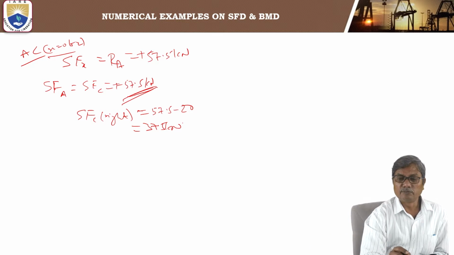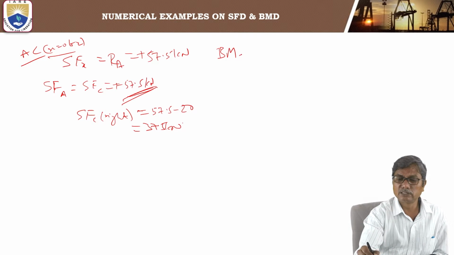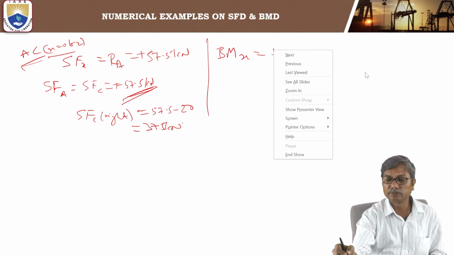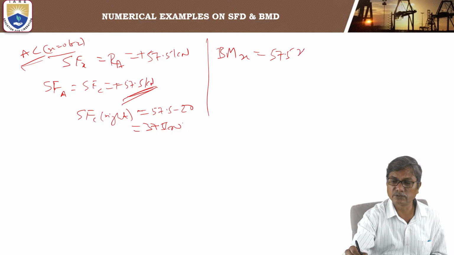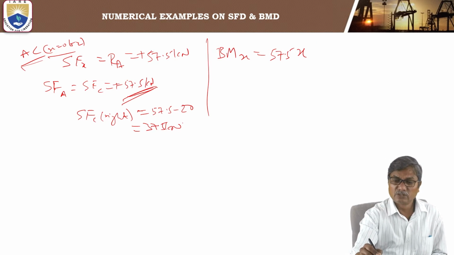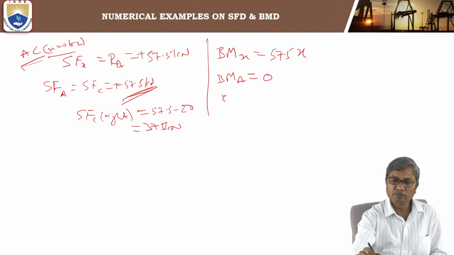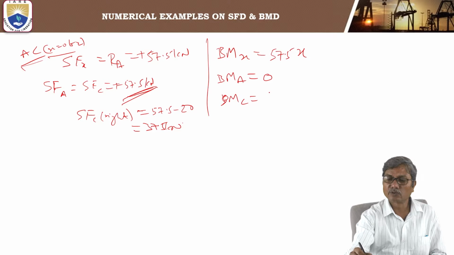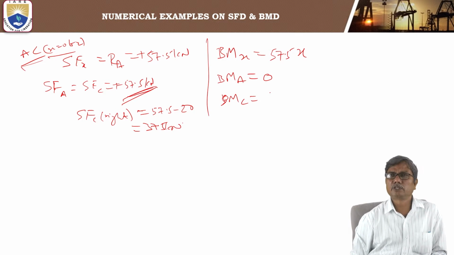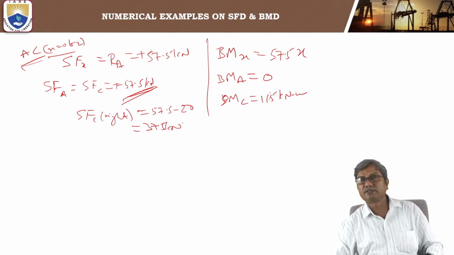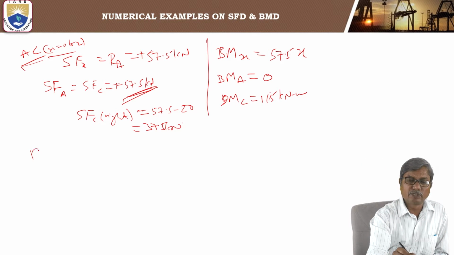Now the bending moment at X, for the section between AC, is RA into X, that is 57.5 X. So the bending moment at A, that is at X equal to 0, is 0, and the bending moment at C, at X equal to 2, is 57.5 into 2. So this value is 115 kilonewton meters.